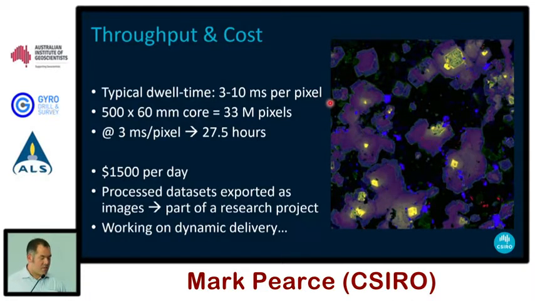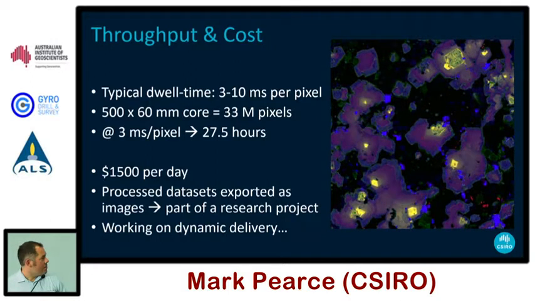Now, this image here, I'm not sure if this is going to show up very well, but this is just to illustrate the difference in dwell time. So the first image here is collected at 3 milliseconds per pixel, and then it's overlain by a second image which is actually collected at 12 milliseconds per pixel.